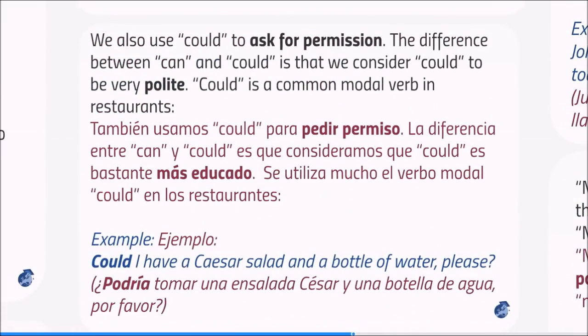We also use could to ask for permission. The difference between can and could is that we consider could to be very polite. Could is a common modal verb in restaurants. Example: could I have a queso salad and a bottle of water, please?